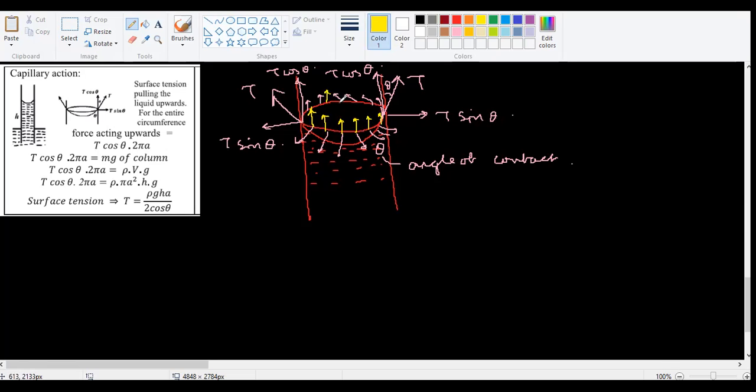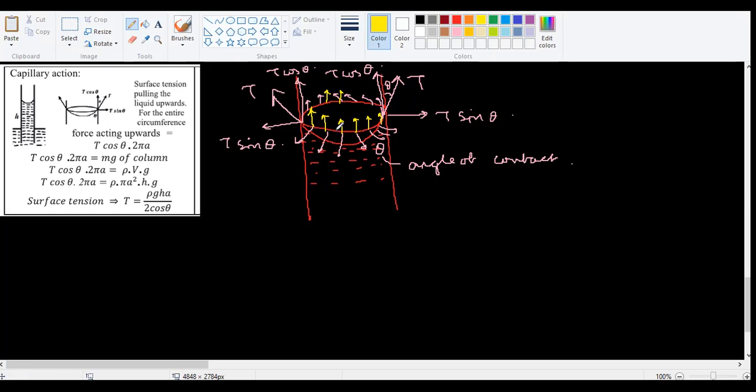Anybody not following this? At every location there will be a T cos theta and T sine theta. What can you say about the T sine theta? Somebody is pulling this way, somebody is pulling that way. Both will oppose each other, which means they will cancel each other. Whereas the T cos theta, everything is acting upwards, which means I need to add everything.